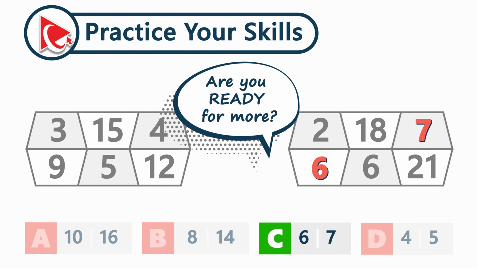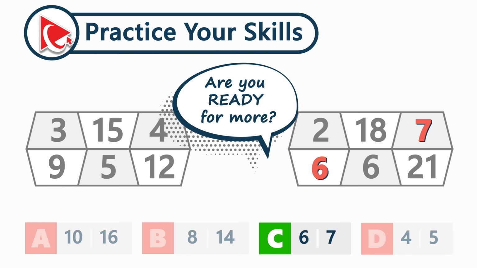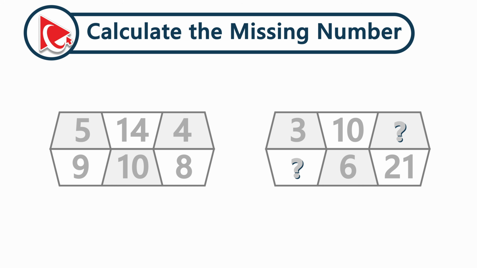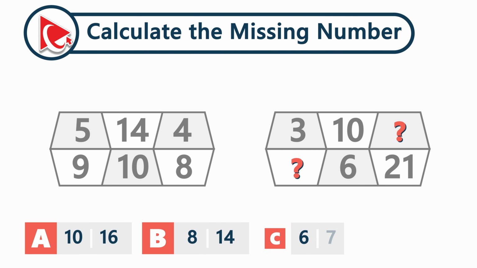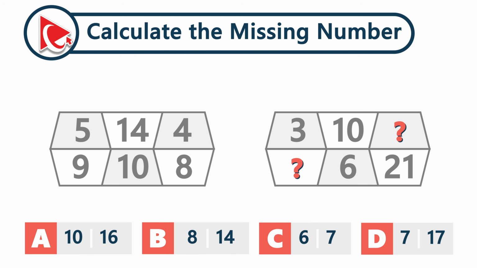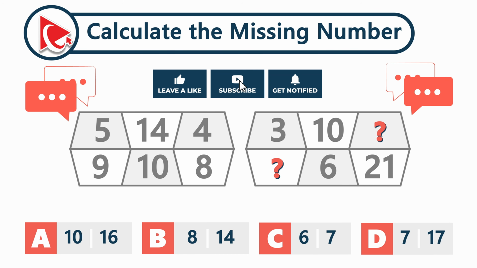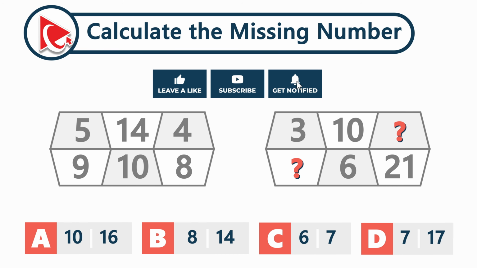But wait, are you ready to practice your skills? Try this question to see how you would do. You're presented with two mystery boxes. First box has numbers 5, 14, 4, 8, 10, and 9. The second box has numbers 3, 10, missing number, 21, 6, and then missing number again. Your choices for the answers are A, 10 and 16, B, 8 and 14, C, 6 and 7, and D, 7 and 17. When you're confident in your answer, post it in comments and I'll share my feedback. Good luck with this intriguing challenge.